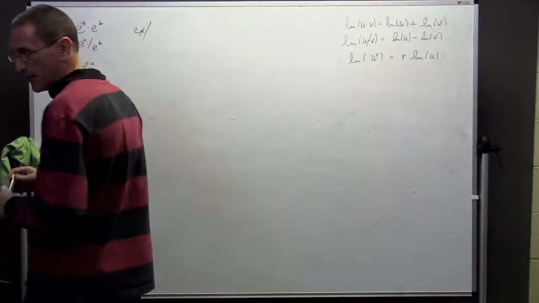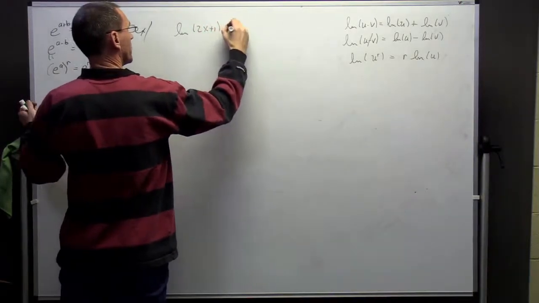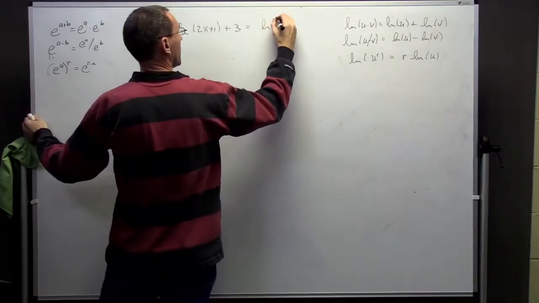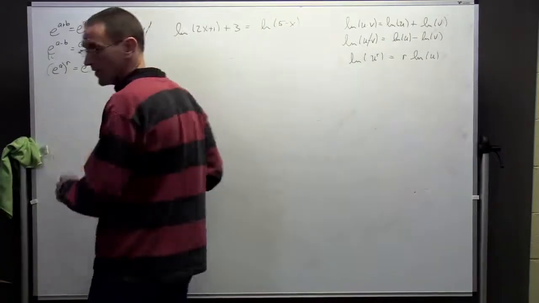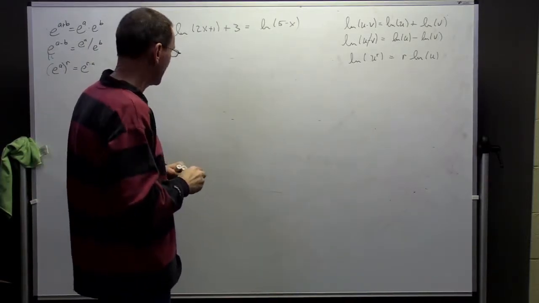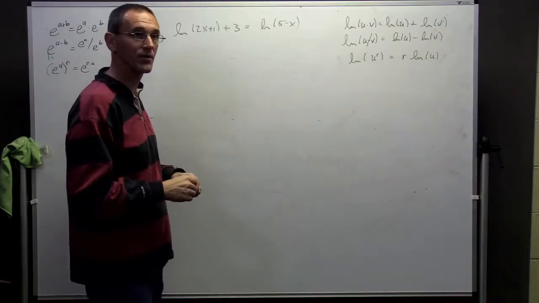So in this example, we have log of 2x plus 1 plus 3 equals log of 5 minus x, okay? Now in the previous example, notice I did not go back and check to see if I could plug the numbers back into the original thing.